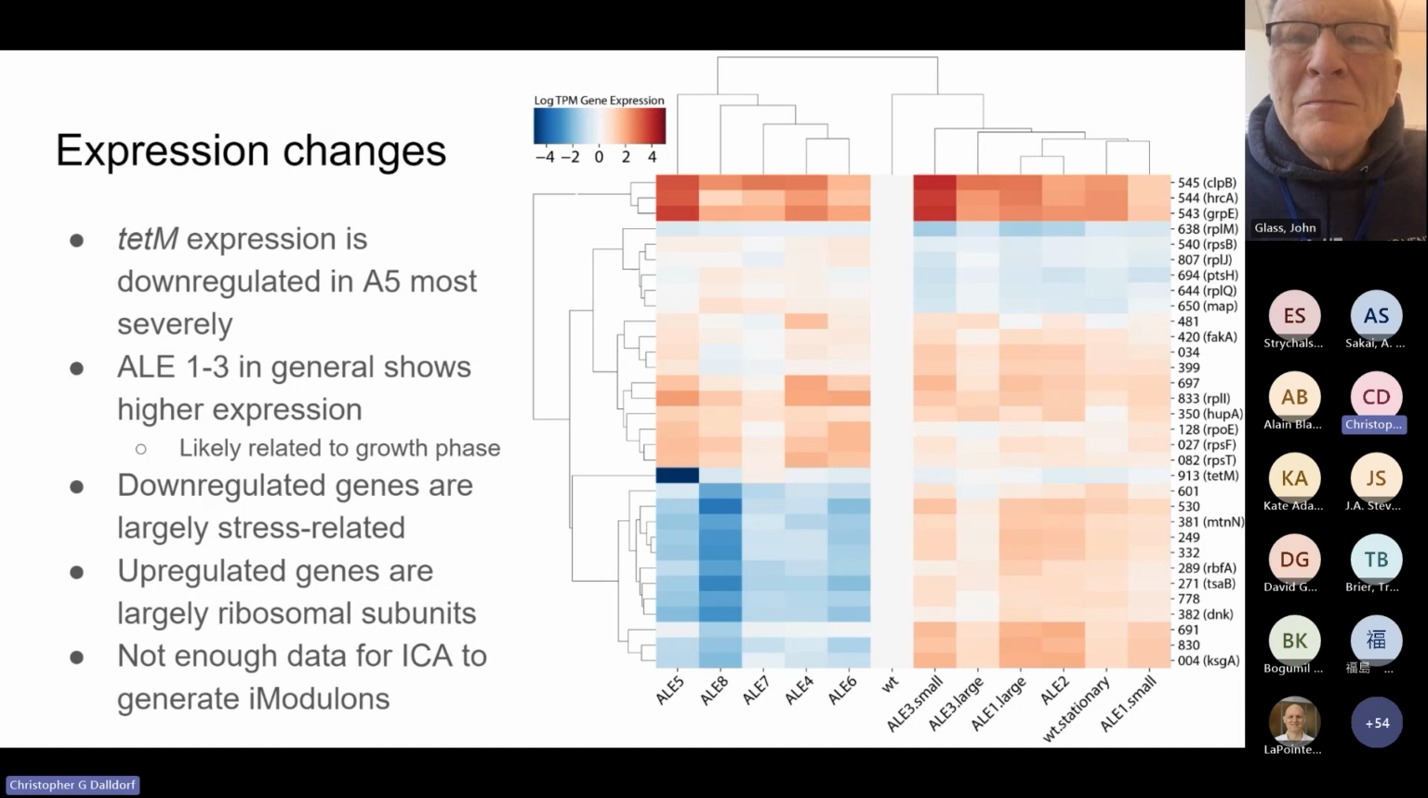Another interesting note is that the large and small colony samples are very similar to each other. The downregulated genes largely consist of stress-related genes and DNA repair type genes, while the upregulated genes really consist of ribosomal subunits. There's not enough data to run ICA, which is a big Paulson lab thing, but what we can see here is this downregulation of stress-related genes and upregulation of ribosomal subunits.